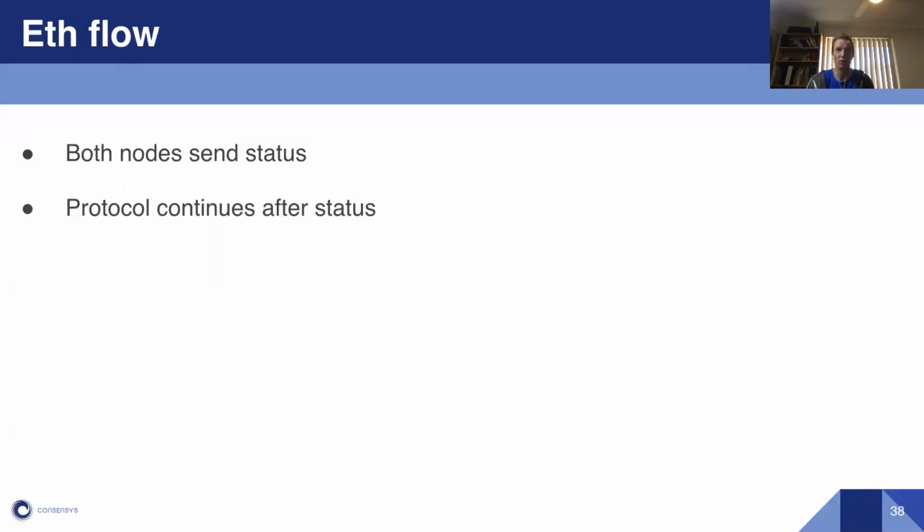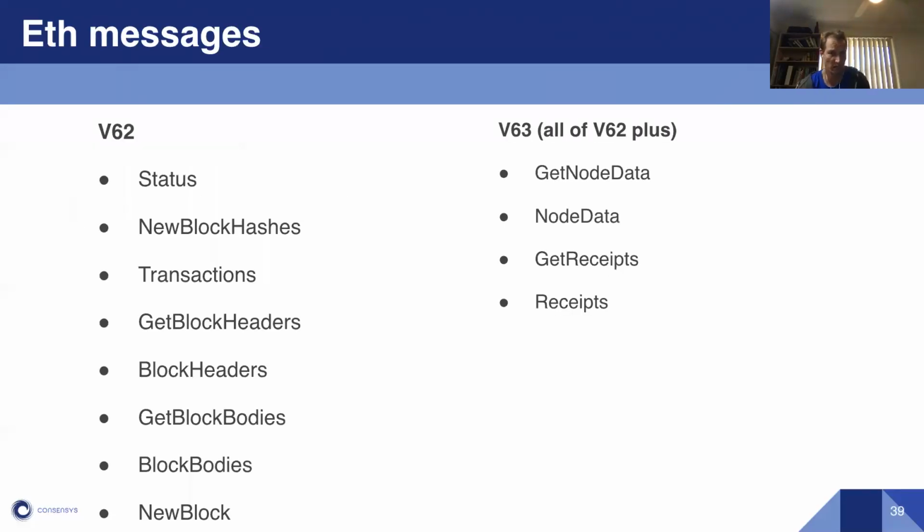Okay, so the flow of messages is that when you initialize the ETH subprotocol, both nodes will send a status, and then the protocol will sort of continue. You've got connections, and you can do a whole graph of different messages. So here's the full set of messages that are a part of the ETH subprotocol.